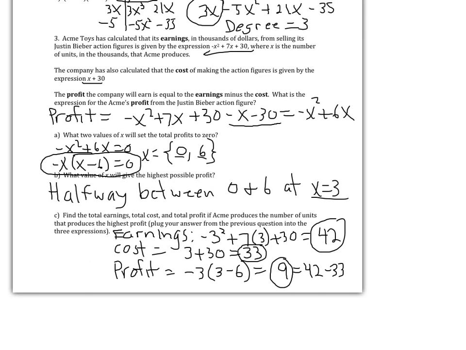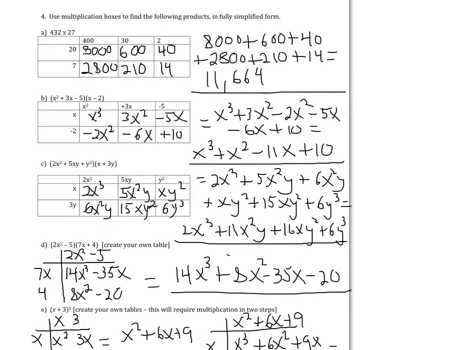Okay, so let's look at these multiplication boxes. So really all we've done in the first one is we've just divided 432 into 430 and 2, 27 into 20 and 7. When we multiply it all out, we get 6 separate boxes, which yield values of 8,640, 2,800, 210, and 14, which when added all together gives us 11,664. So this is just the same as what we're doing in the multiplication boxes with the variables.